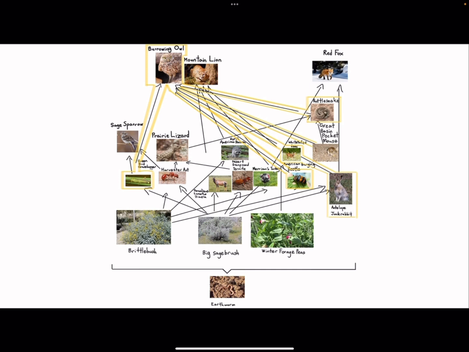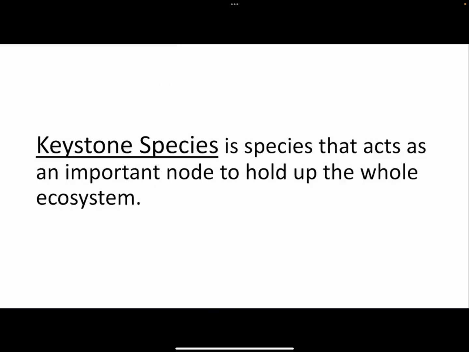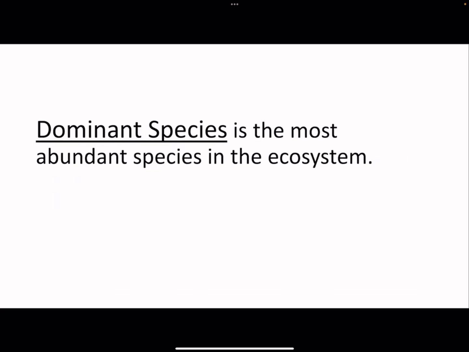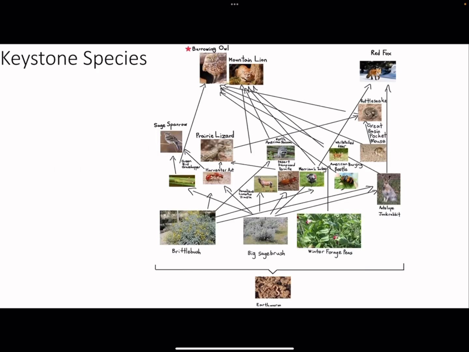This will occur when something happens to the keystone species or dominant species. Keystone species is a species that acts as an important node to hold up the whole ecosystem. Dominant species are the most abundant species in the ecosystem. Most dominant species are primary producers. The keystone species in this food web is burrowing owl.